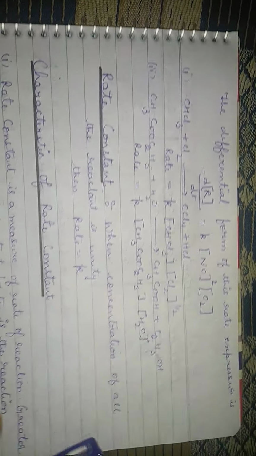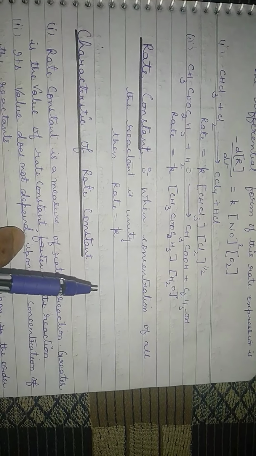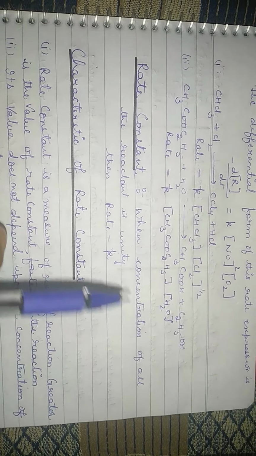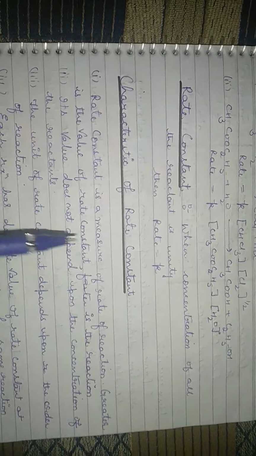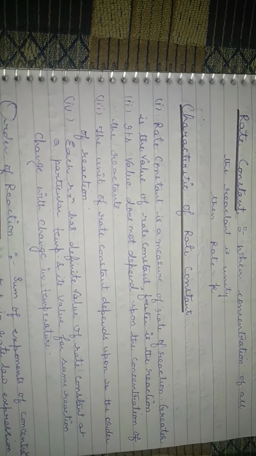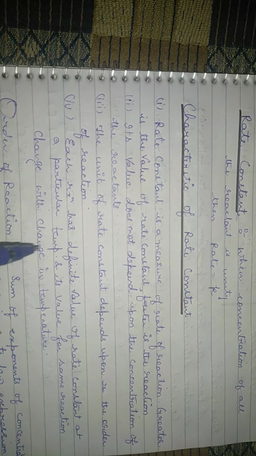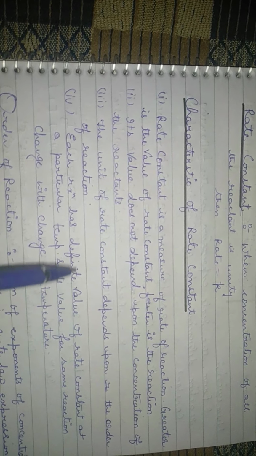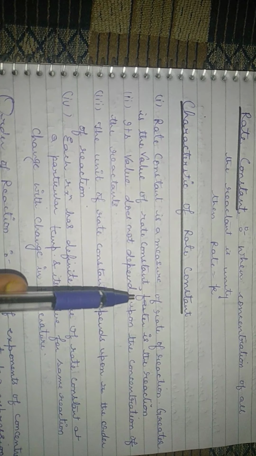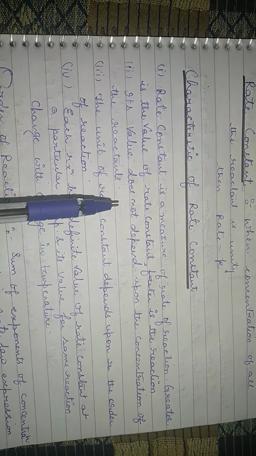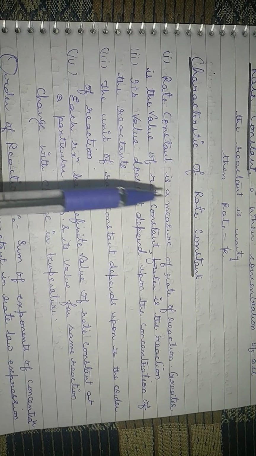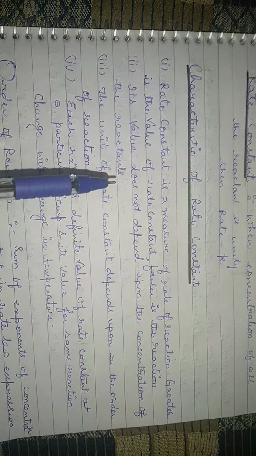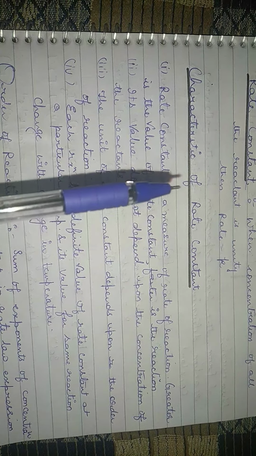Now what is rate constant? When the concentration of all the reactants is unity, rate is equal to k. When it becomes 1, rate is equal to k. Now what are the characteristics of the rate constant? Rate constant is a measure of the rate of reaction. The greater the value of the rate constant, the faster is the reaction. Its value does not depend upon the concentration of the reactant.